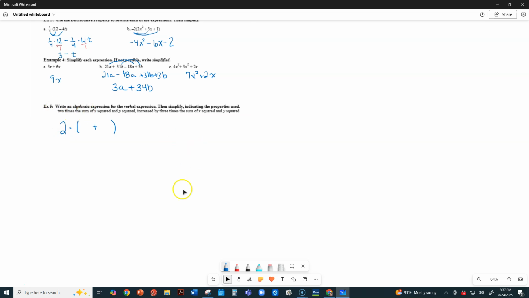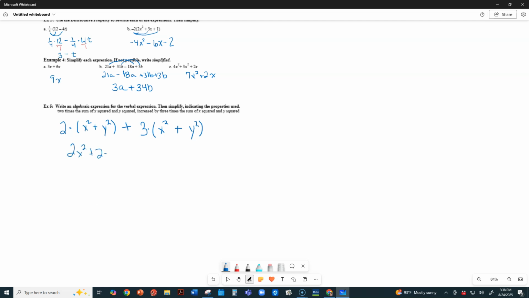So 2 times the sum. Now what am I adding together? I'm adding together x squared and y squared. Okay, and that product right there is being increased, means plus, by 3 times a sum. Okay, 3 times, I need a sum, so I'm going to put my parentheses with the plus sign in front, the sum of x squared and y squared. Okay.